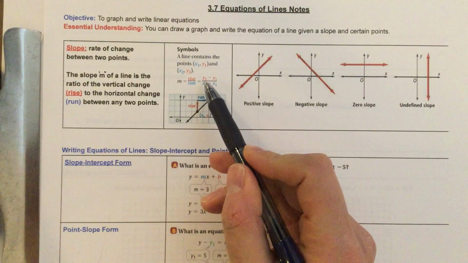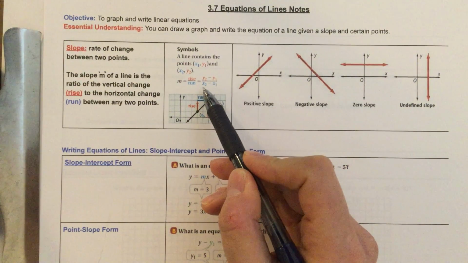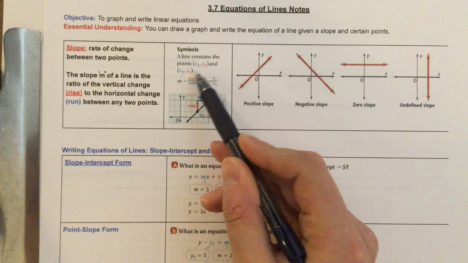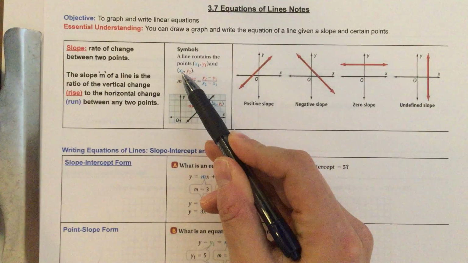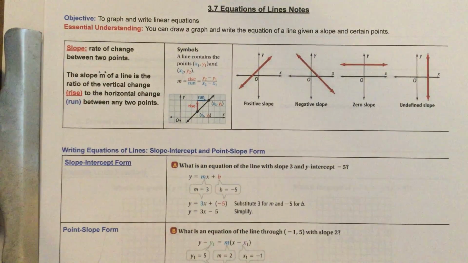We use this formula y2 minus y1 over x2 minus x1. This second y value, subtract the first. Second x value, subtract the first.